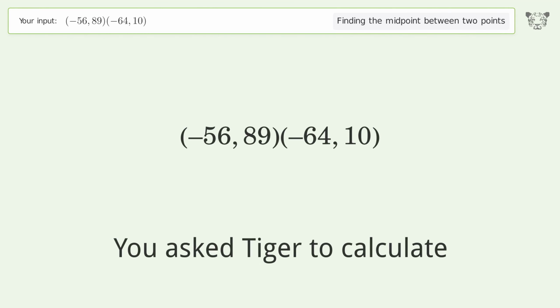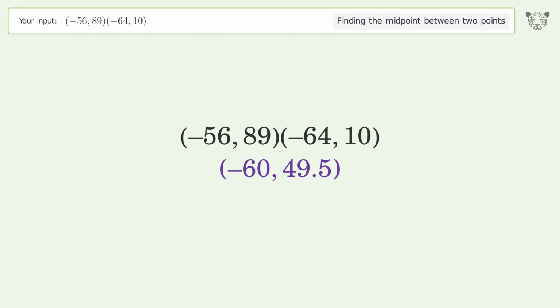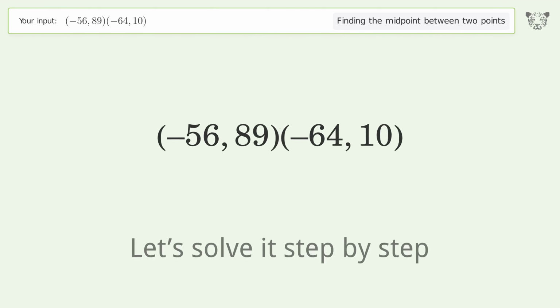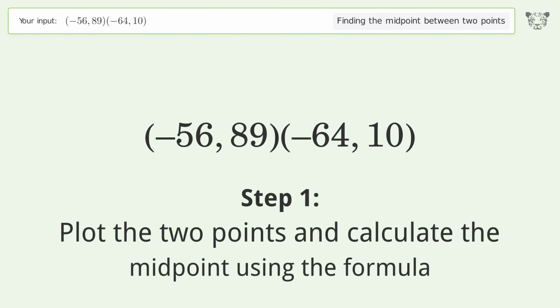You ask Tiger to calculate. This deals with finding the midpoint between 2 points. The midpoint between the 2 points is -60, 49.5. Let's solve it step by step. Plot the 2 points and calculate the midpoint using the formula.